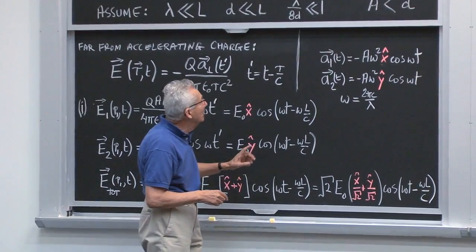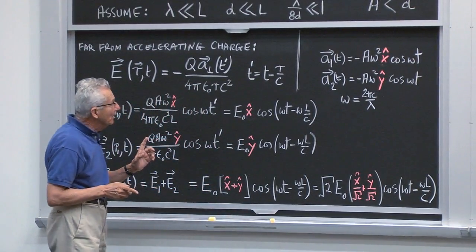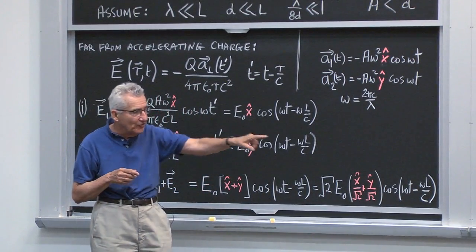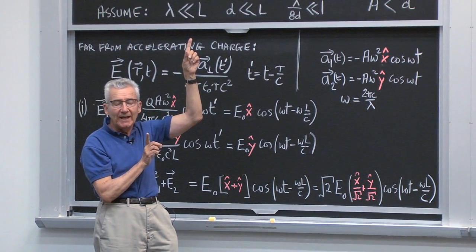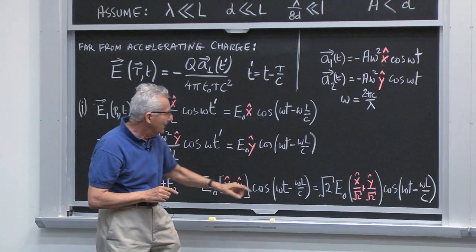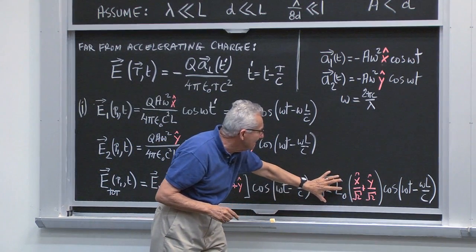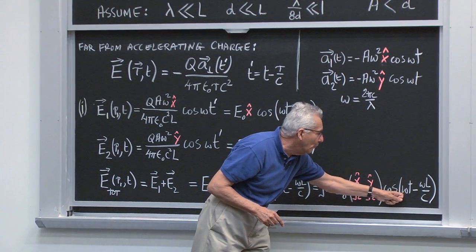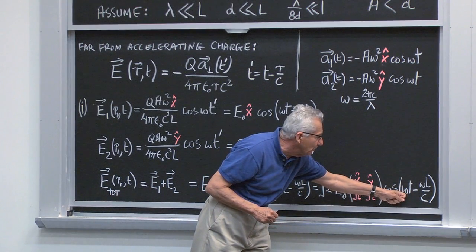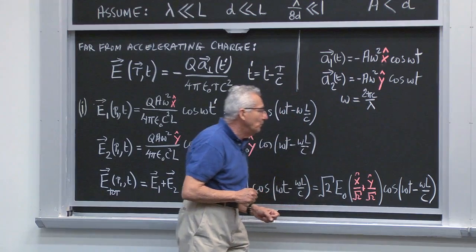In other words, if that's the z direction, x and y, it's at 45 degrees to both the x and the y axes. That's a unit vector. This is the amplitude of it, and this tells us what is the oscillating frequency and what is the phase.